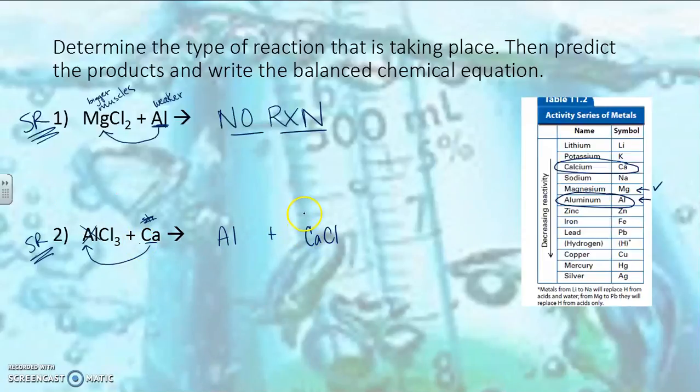Well, calcium has what kind of charge? +2. Chlorine has what kind of charge? -1. So we're going to cross those charges down and we end up with CaCl2. Okay, and there you go.